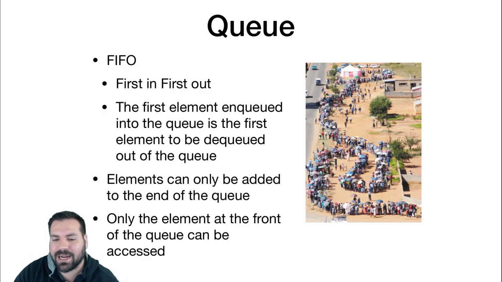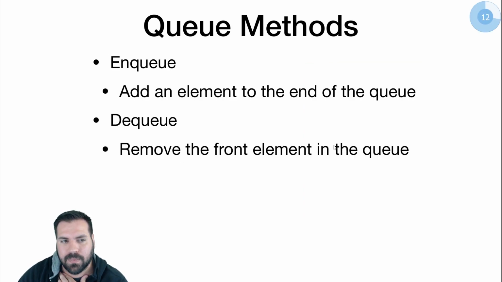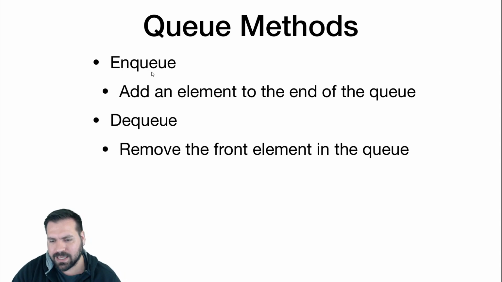Elements can only be added to the back of the queue, and elements can only be removed from the front of the queue. So we have 2 methods, just like the stack. Enqueue, or enqueue, I'll pronounce it different ways at different times. Enqueue is going to add an element to the end of the queue, and dequeue is going to remove the first element from the queue.